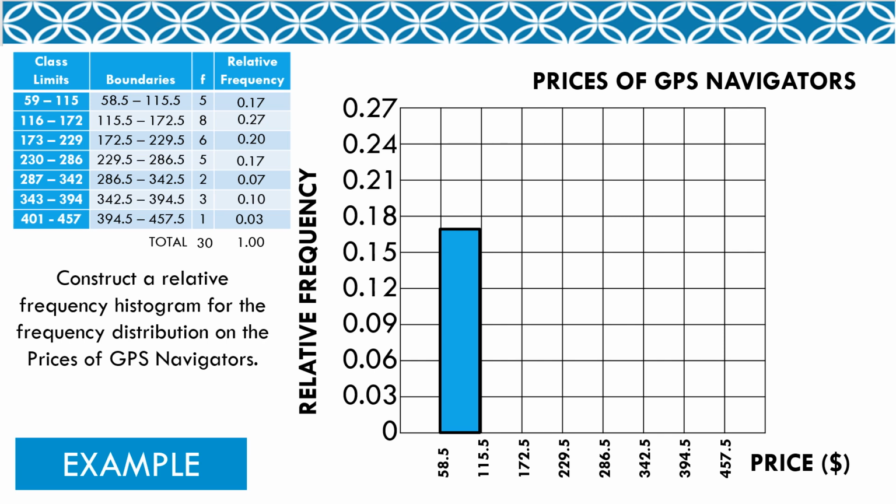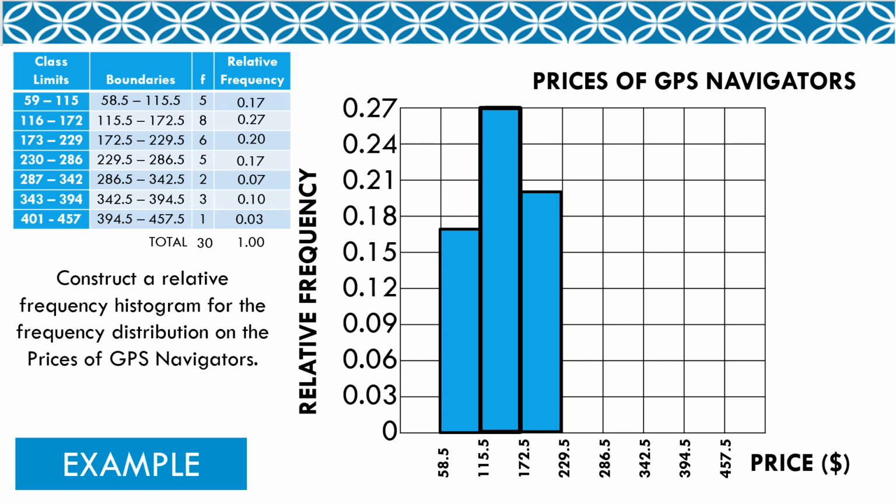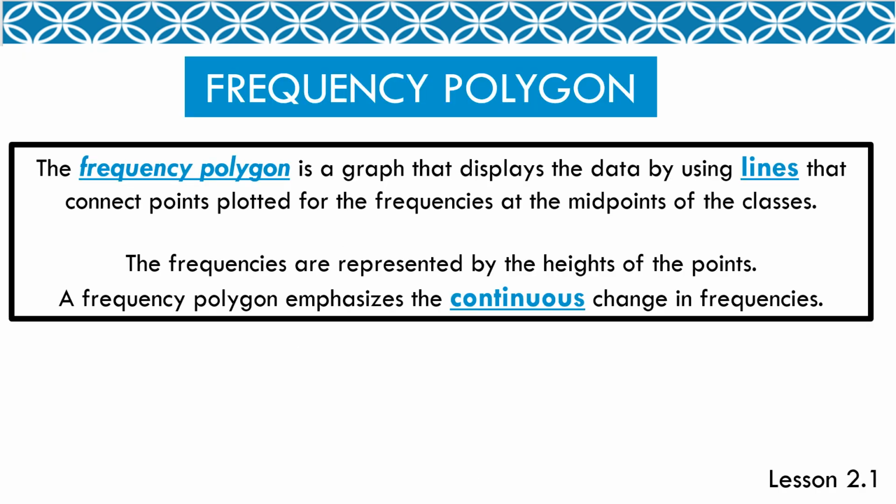Our first bar's 0.17 is right below the 0.18. 0.27, 0.2, which is going to be a little bit below the 0.21. 0.17, same as the other one. 0.07 is going to be just above 0.06. And then we have our 0.10, which is just above the 0.09. And then we have our 0.03. And there is our relative frequency histogram.